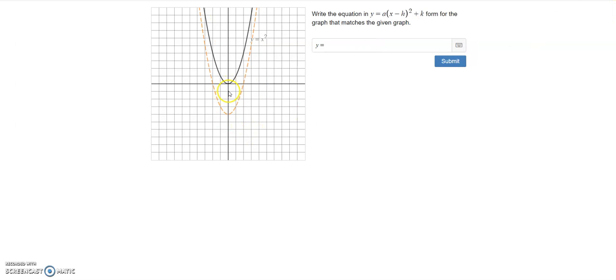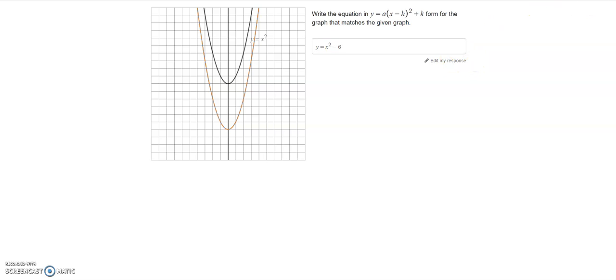Here, we're just moving it down. 1, 2, 3, 4. Take the parent, x squared, and move it down 4. So simply subtract 4. And again, subtracting 4 on the outside of the parentheses. Next, another one, simply moving it down again. 1, 2, 3, 4, 5, 6 this time. x squared minus 6.